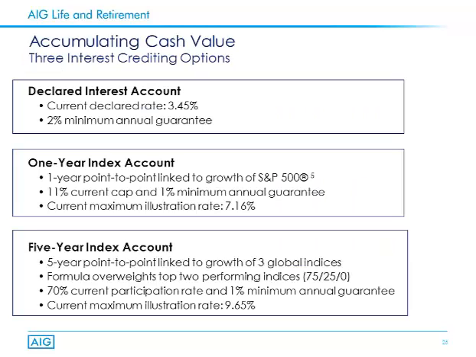So here's the index crediting options. When you look at the design of this AIG Choice Index GUL, this offers you a declared interest account. That'll make it operate a lot like our regular secure lifetime GUL. But usually people, when they choose this product, they're looking for one of these index crediting strategies. The first index crediting strategy is the 1-year index account. The second one is the 5-year index account.